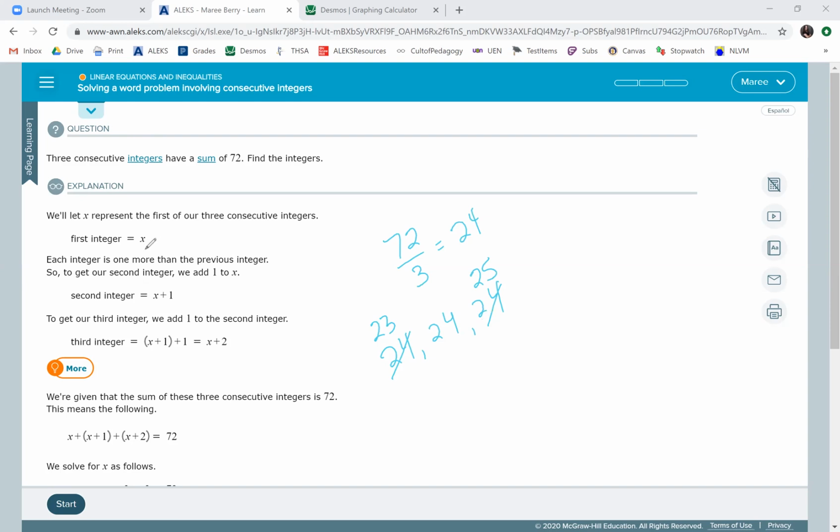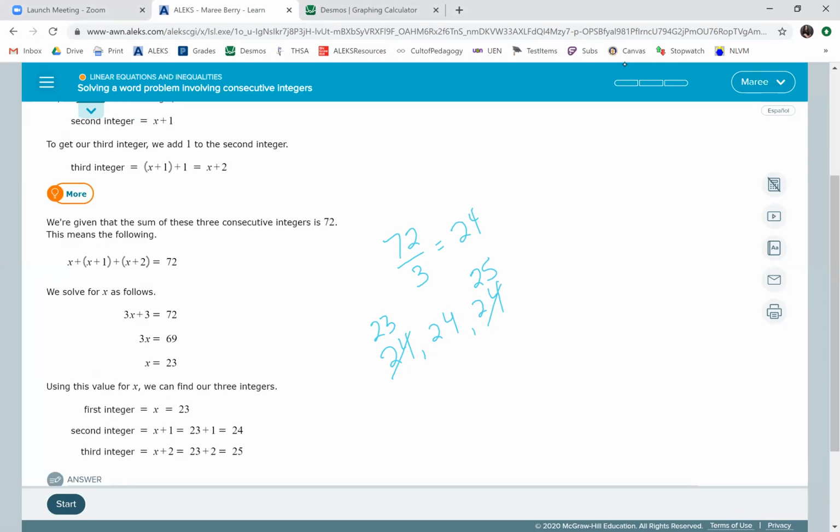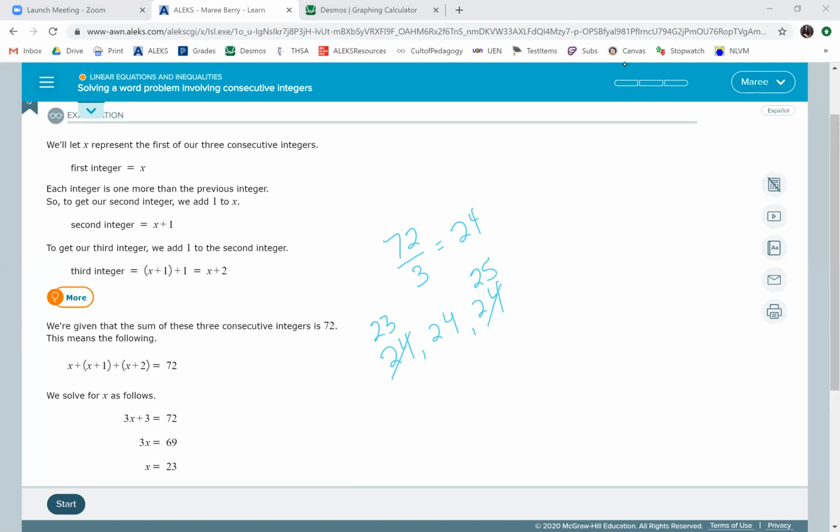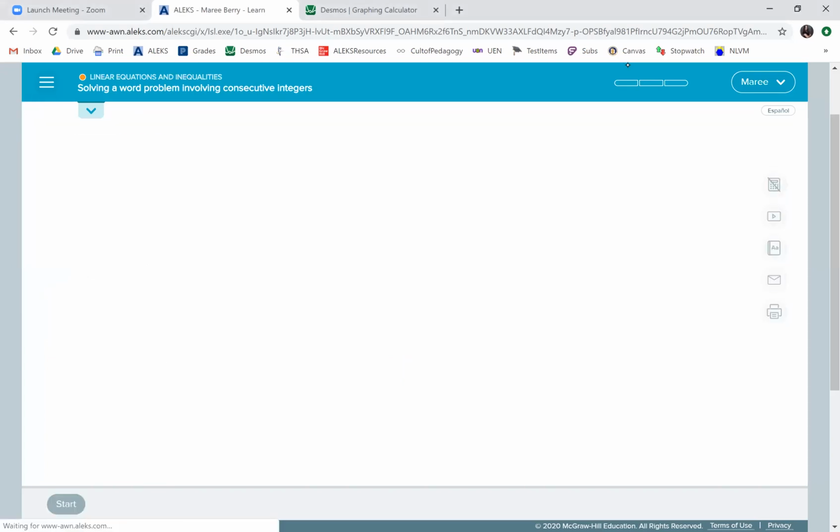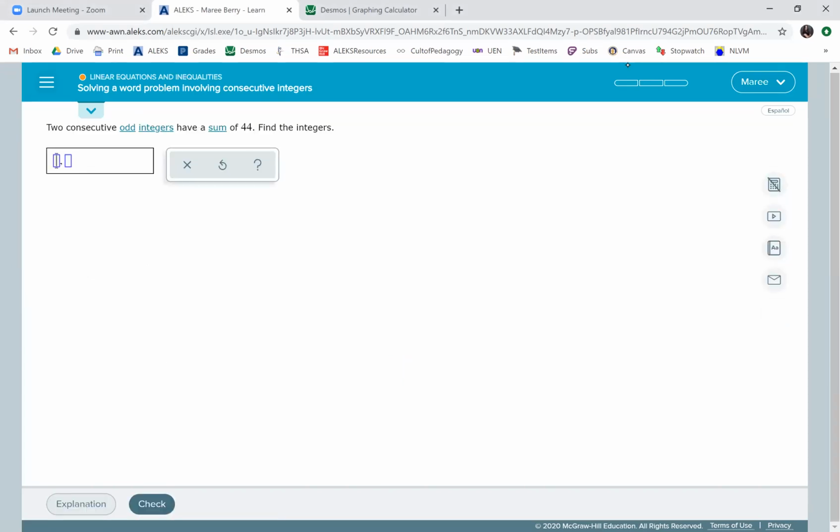So they're saying, let's name one integer x. The next one's going to be x plus 1, and the last one is x plus 2. When you add those together, you're supposed to get 72. And then you can solve that by saying, well, 3x plus 3 equals 72, subtract 3, and then divide by 3. And you get the first integer is 23, second one's 24, third one's 25. So you really can just do it either way, and you'll be just fine.